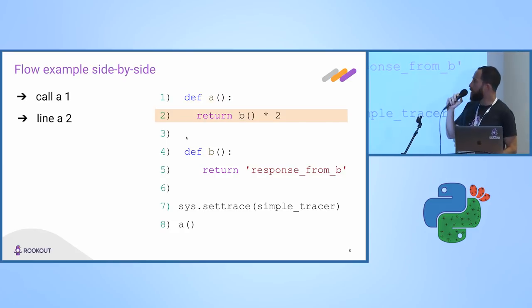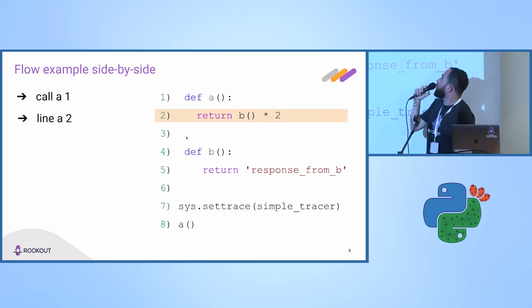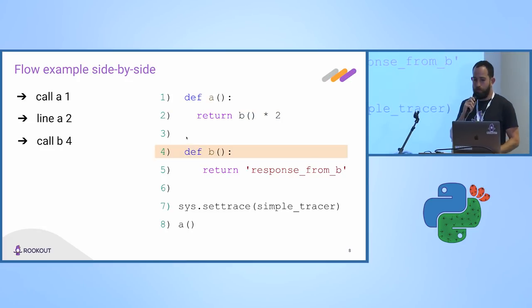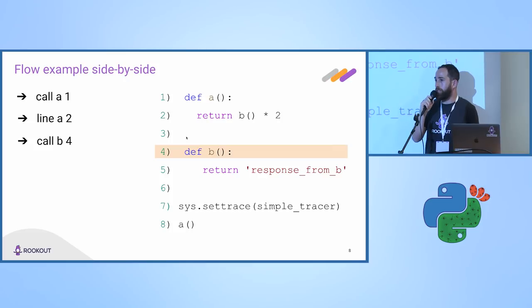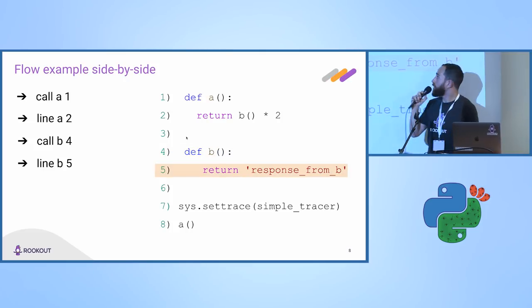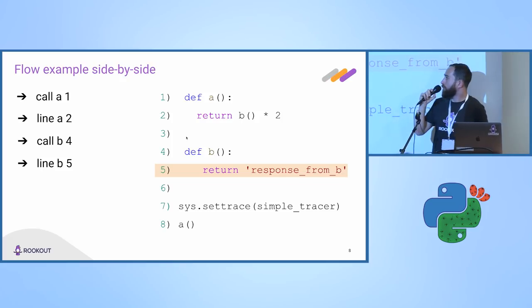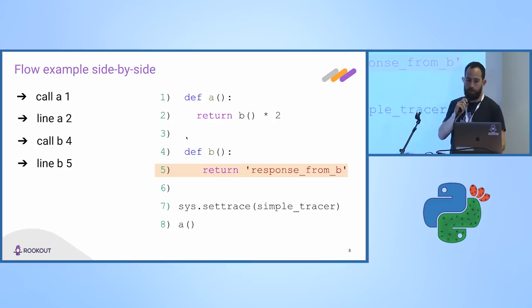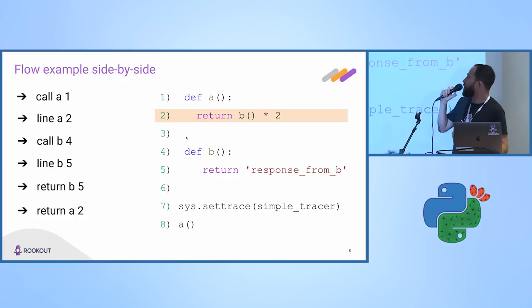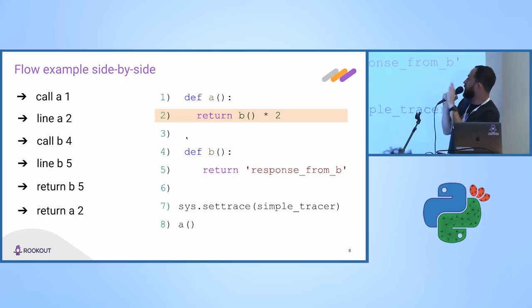The second event is a line event. Function A, line number is 2. Then we get a call event. Function name is B, line number is 4. And a line event, function B, line 5. And now we're going to see unwinding. Return from function B, line 5. Return from function A, line 2. That's a very brief introduction to sys.settrace.